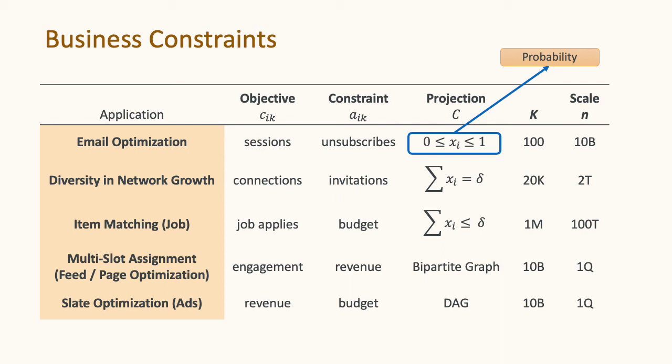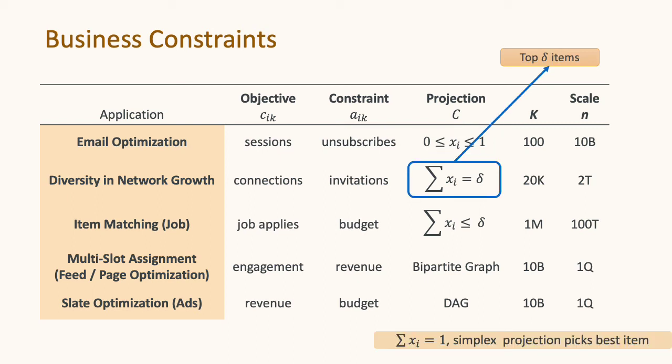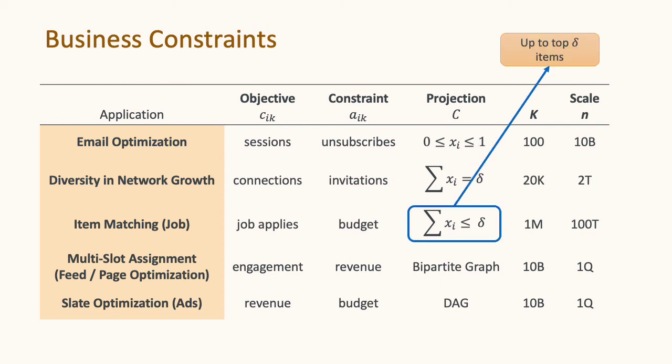This is useful in applications like email volume optimization, where send decisions are based on the model score. The next type of constraint is used in ranking formulations when we need to return the top delta items. We saw a special case of this with delta equals 1 in the PYMK matching example, where we used a simplex constraint.